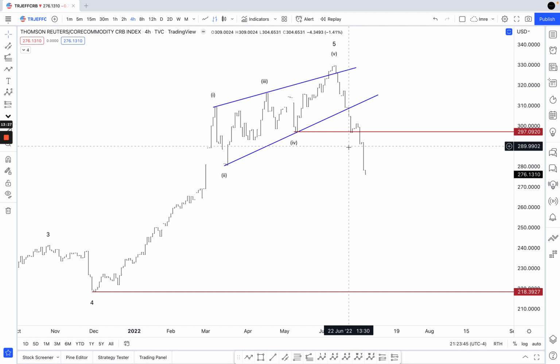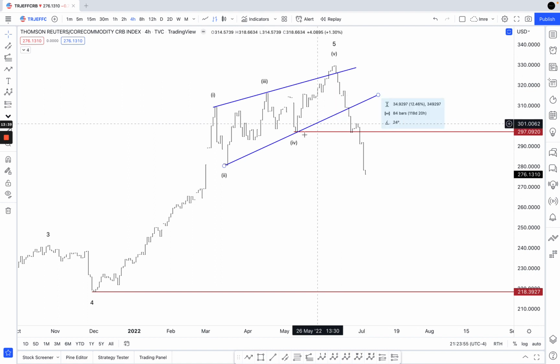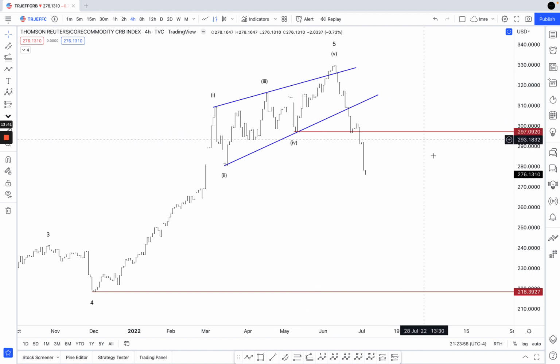Okay, so what are the entry parameters for an ending diagonal? Well, we have a couple. One would be on a break of the trend line, the 2-4 trend line, which would be right here. The other more conservative entry method would be to short on a break of the wave 4 extreme, which is where I have that ray coming in at 297.